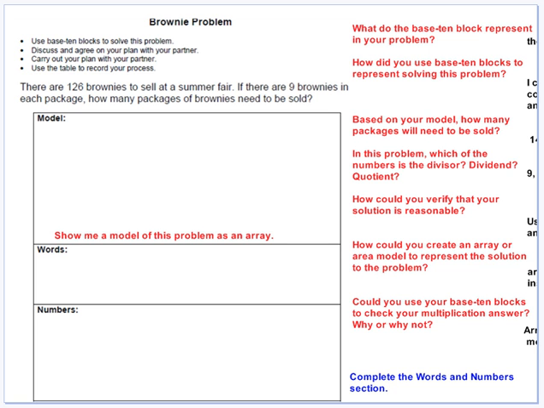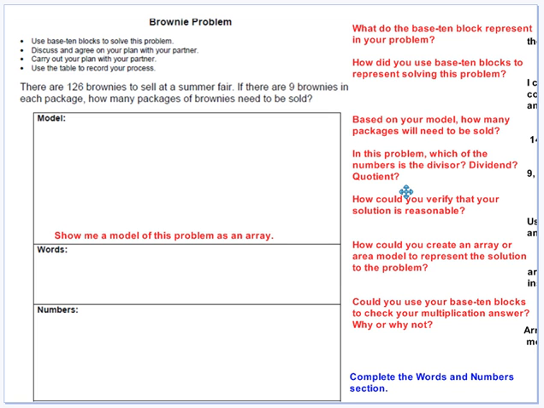Okay, we have the Brownie problem. There are 126 brownies to sell at a summer fair. If there are 9 brownies in each package, how many packages of brownies need to be sold? So we should have a model of this problem to show us done in an array. You should have done your words and you should have done the numbers. So let's kind of go through our answers over here on this side.